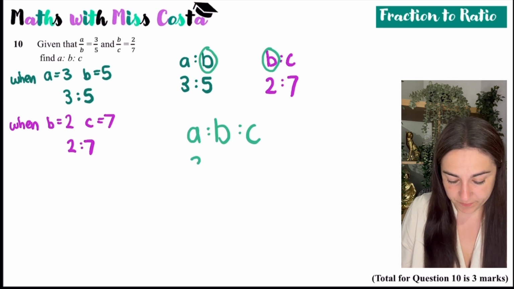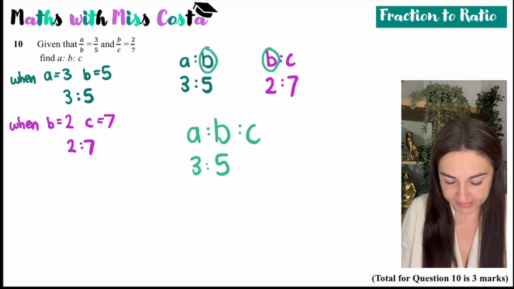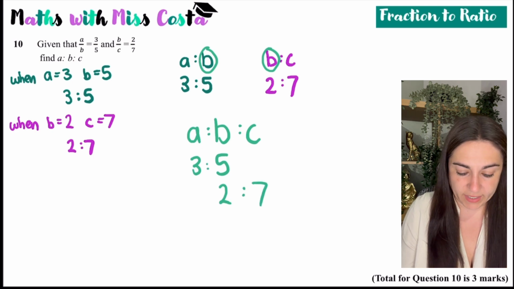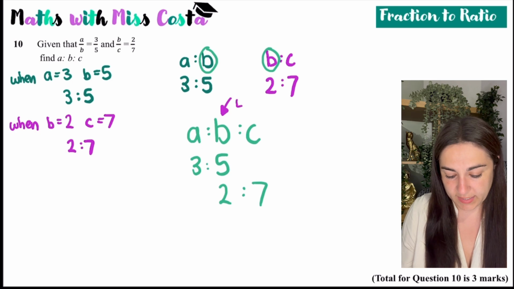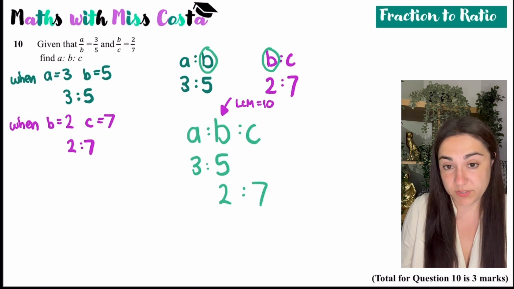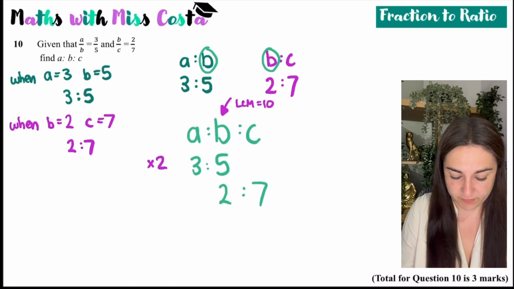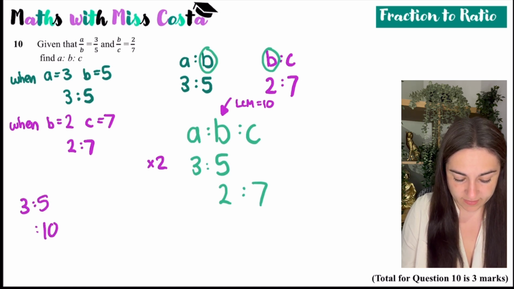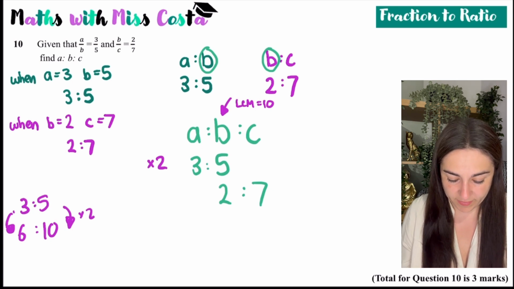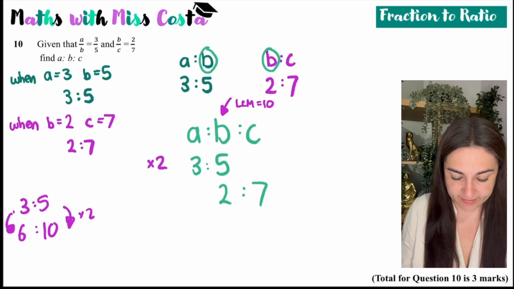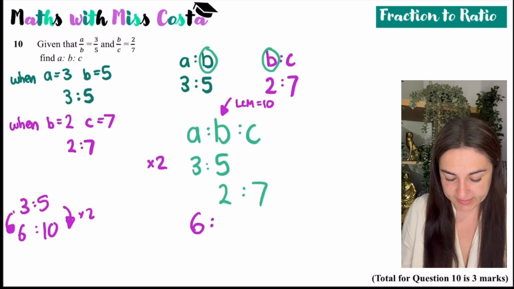So A to B is 3 to 5, B to C is 2 to 7. What's the lowest common multiple over here of B? The lowest common multiple is 10. So therefore, to turn B into 10 over here into an equivalent ratio, 3/5 is equivalent to something over 10. I've multiplied 5 by 2. 3 times 2 is 6. So 3/5 is an equivalent ratio to 6 over 10. So I could write this as 6. So A to B is also 6 to 10.